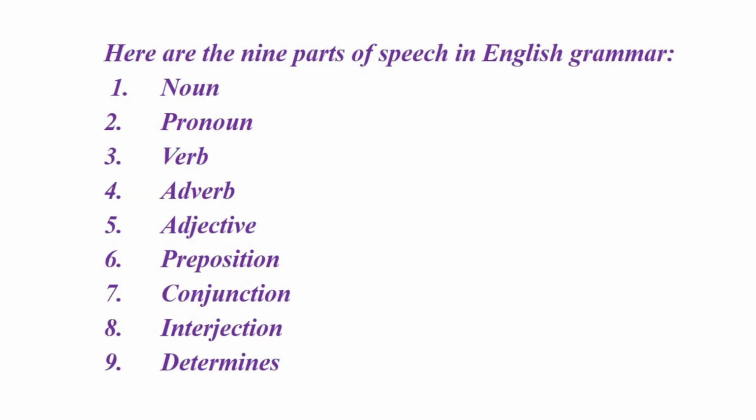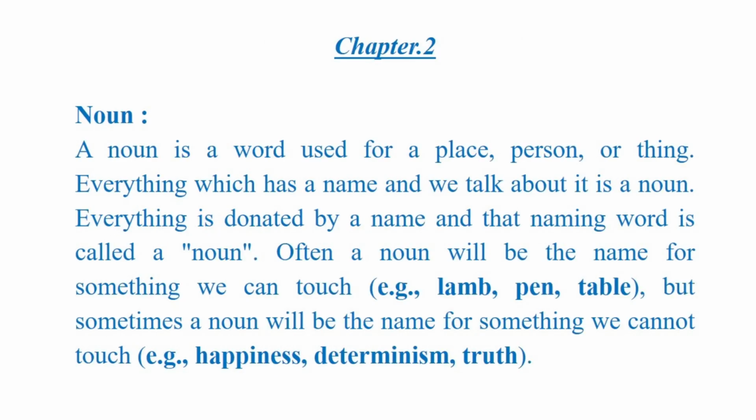Here are the 9 parts of speech in English grammar. 1. Noun. 2. Pronoun. 3. Verb. 4. Adverb. 5. Adjective. 6. Preposition. 7. Conjunction. 8. Interjection. 9. Determiners.